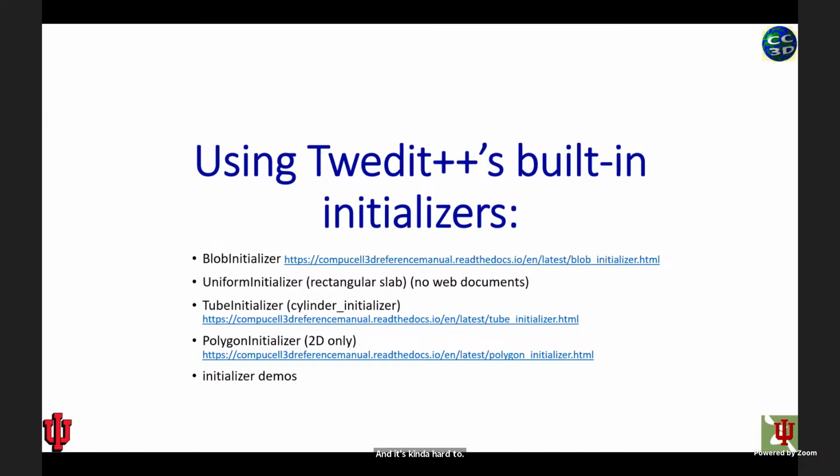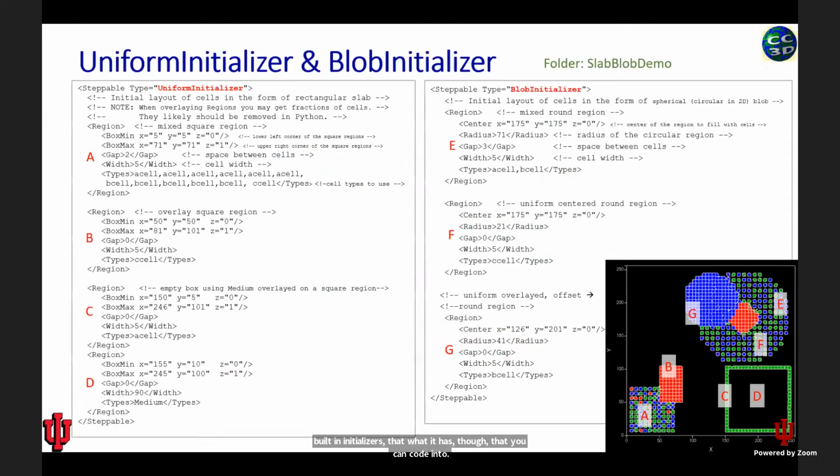So we'll start off with the built-in initializers, the things that Twedit has, or that you can hand code into the XML or into the Python. The first ones are the UniformInitializer and BlobInitializer, which I think you've all probably seen so far. On the left is a demo of the UniformInitializer. On the right is BlobInitializer. These can both occur in the same XML file. You can use as many instances of it as you want.